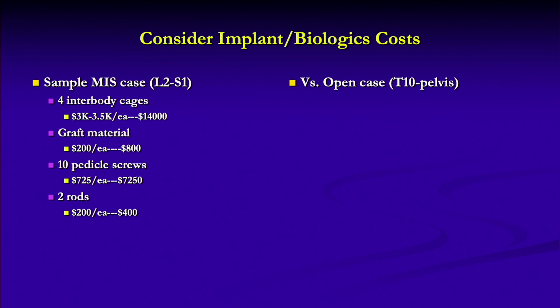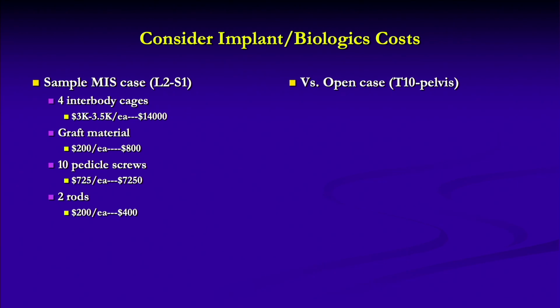So a sample MIS deformity case would be 4 interbodies for those levels, graft material. With the bioactive implants now, you can drive down the graft costs in these cases. 10 pedicle screws, 2 rods. So it's sort of an average MIS deformity case for sagittal planar, mild to moderate degen scoli. And total out there at 22 grand. So real direct costs currently, at least for the OR implant utilization and graft utilization.